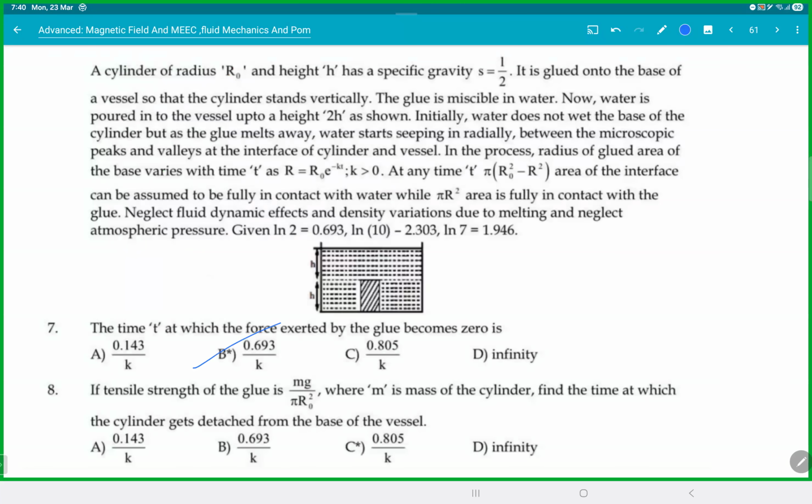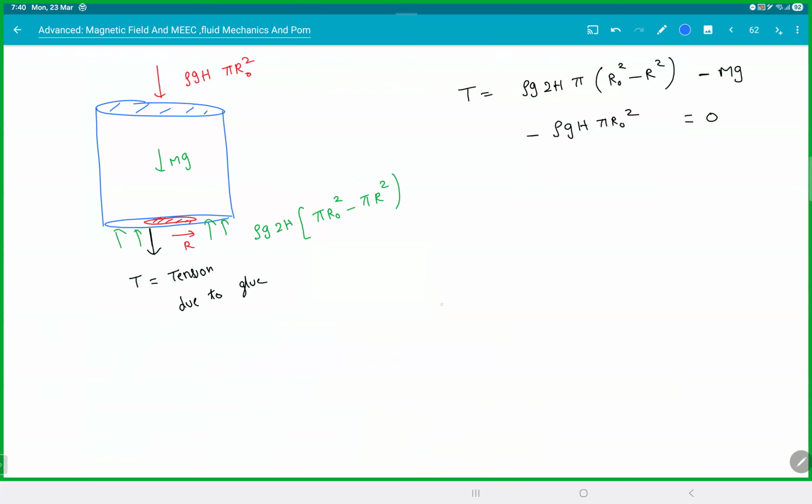I think that B is the answer. You'll get it. There's nothing there. You just have to solve. And he's asking, if the tensile strength of the glue is mg by pi R naught square, when will it get detached? So you'll find the tension as a function of time t. The area will be pi into the glue radius, which is r square. So what is happening here? As the glue is melting, you're getting more and more force. So the tension is also increasing and the area is also becoming smaller. Both are happening at the same time. Tension is going up in the numerator and the area is decreasing. So when you solve this, that will give you the time.